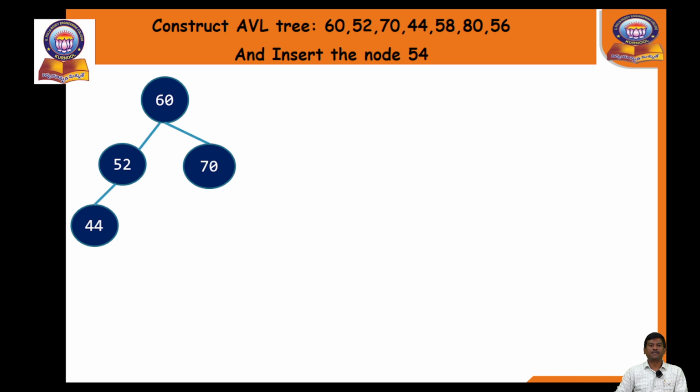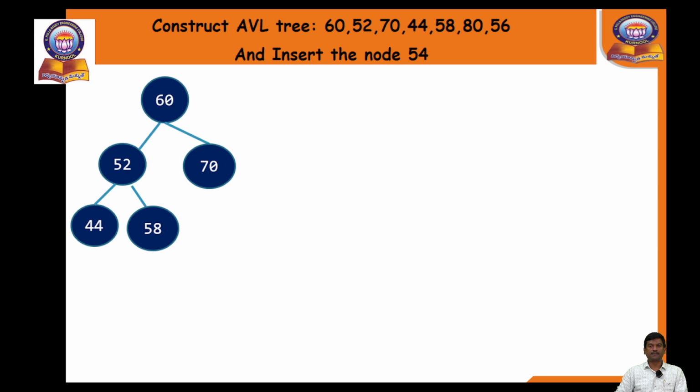And insert the next node, that is 44. When you are inserting the next node, that is 44, check the balance factor. It satisfies. Node 44, balance factor equal to 0. Node 52, balance factor will be equal to 1. Node 70, the balance factor will be equal to 0. Node 60, the height of the left subtree, that is 2, minus the height of the right subtree, that is 1, 2 minus 1, will be equal to 1. It satisfies the property of the AVL tree.